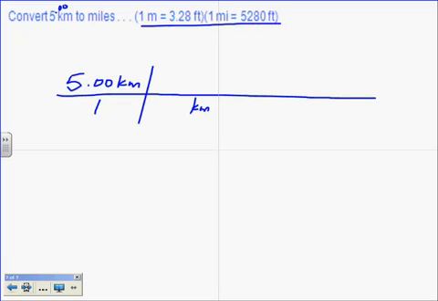Looking up here, I don't have any straight conversions from kilometers to anything useful, but I do know from my metric prefixes that 1 kilometer is 1,000 meters. And so I've put the kilometers such that they cancel each other out, and now I'm into meters. And once I'm in meters, I can use these conversions up on top here. It says that 1 meter is 3.28 feet. That's equal to unity because the idea above and below is the same.